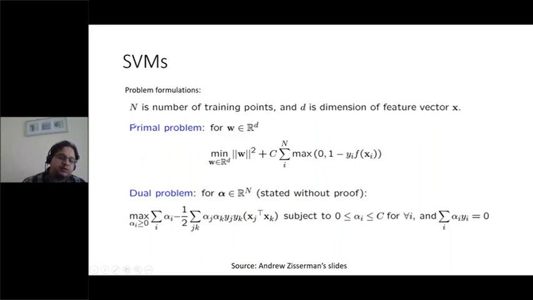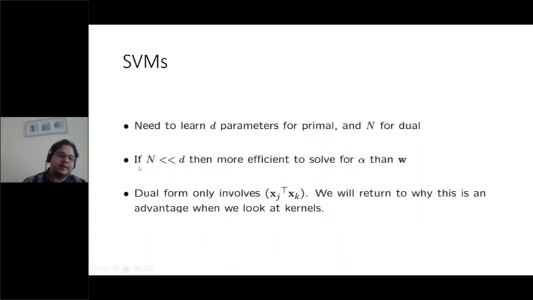At the end, we will find the same solution if we put the same C here. You will use the one that is quicker to optimize, depending on your case. So if n is the number of examples and d is the number of dimensions, and n is much smaller than d, then it's more efficient to solve for alphas than W's, which means the dual problem.